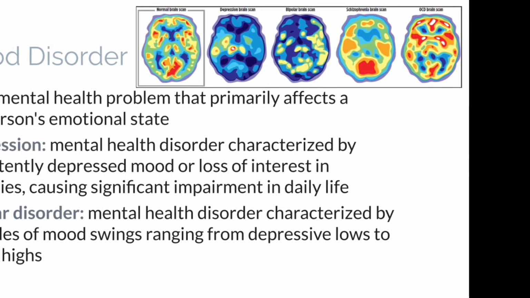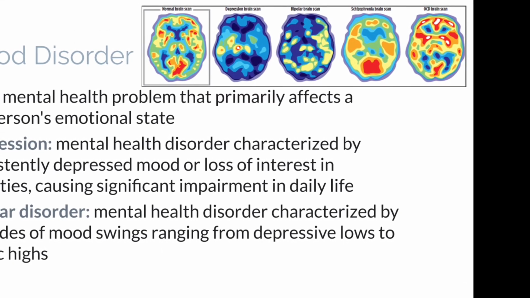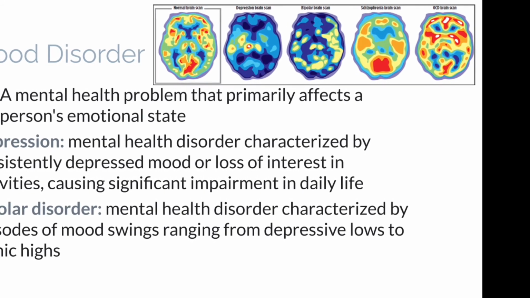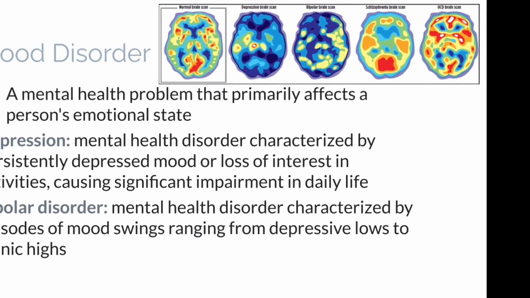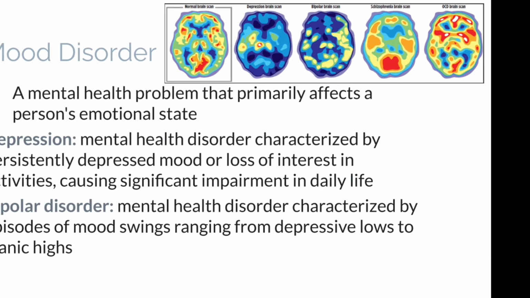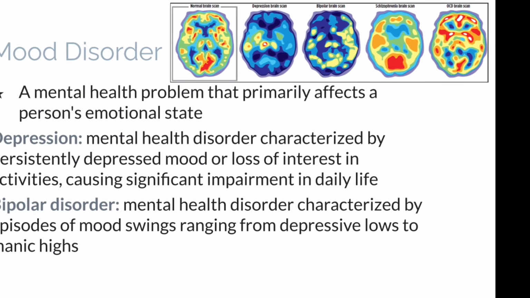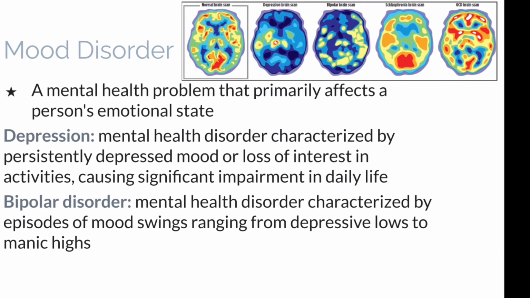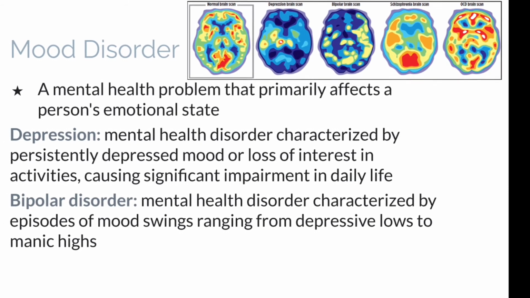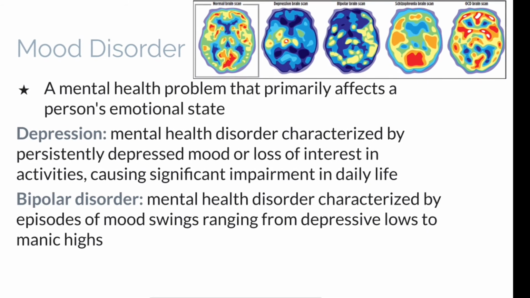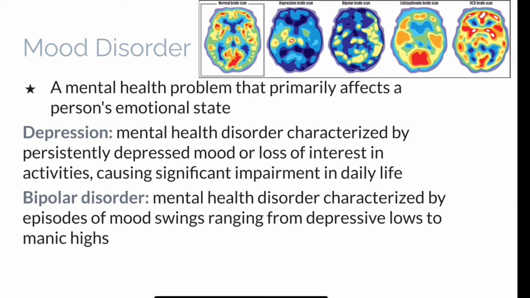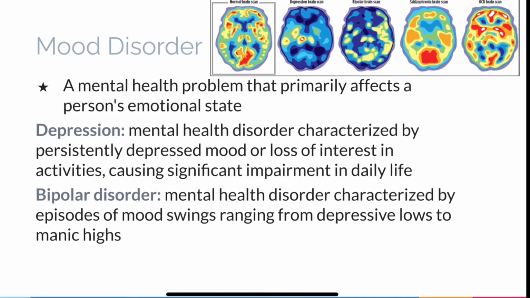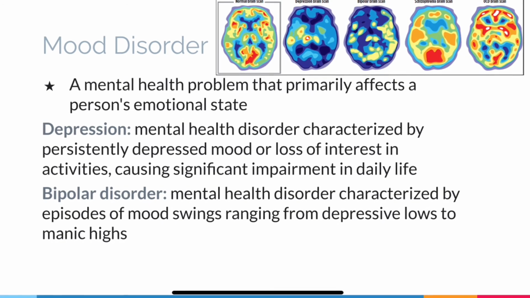Mood disorder. A mood disorder is a mental health problem that primarily affects a person's emotional state. The two most common mood disorders are depression and bipolar disorder. Depression is a mental health disorder characterized by persistently depressed mood or loss of interest in activities, causing significant impairment in daily life. Bipolar disorder is a mental health disorder characterized by episodes of mood swings ranging from depressive lows to manic highs.